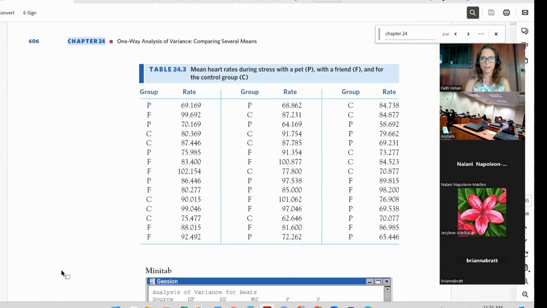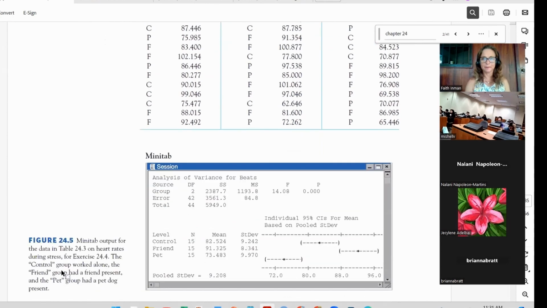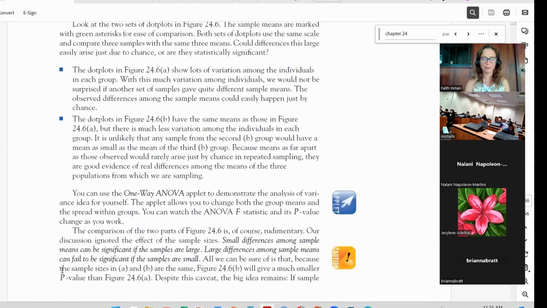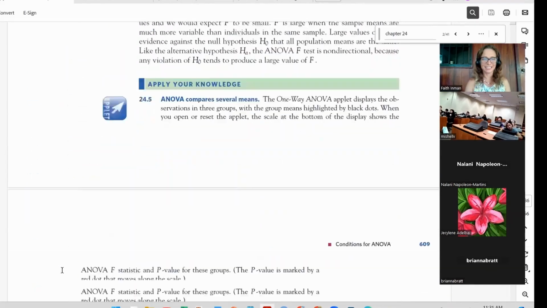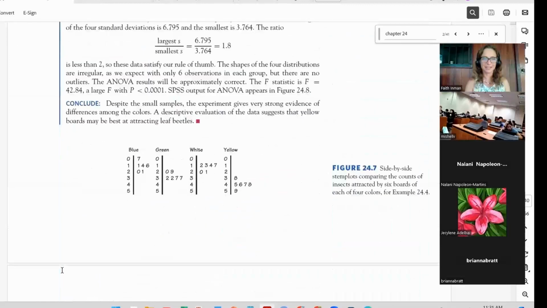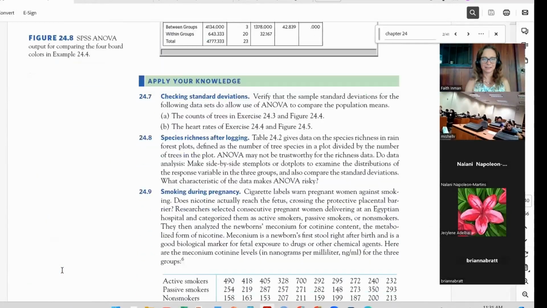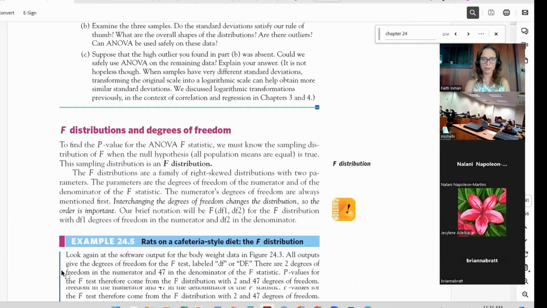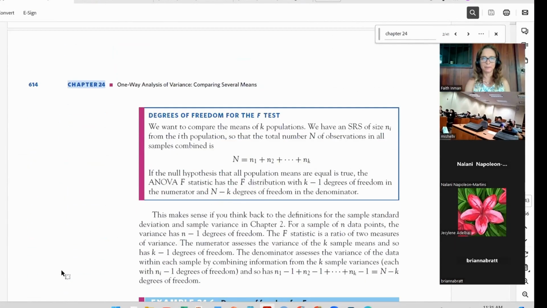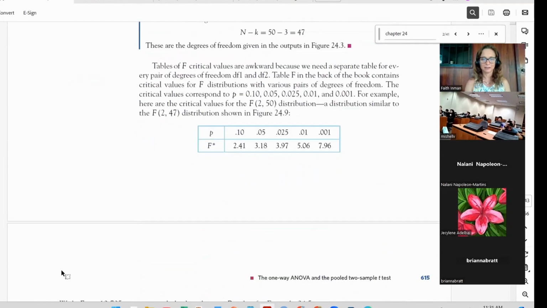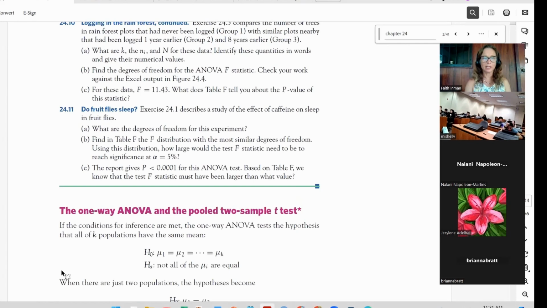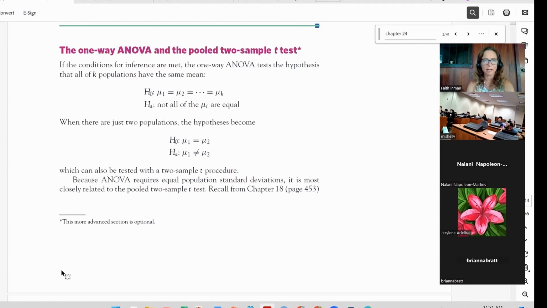You see there's loads of data for people who want to do extra credit to make cool labs about that I can use for other classes. It shows you how to interpret the output, talks about the F distribution, the degrees of freedom. And I think some really interesting examples, like about logging in the rainforest.